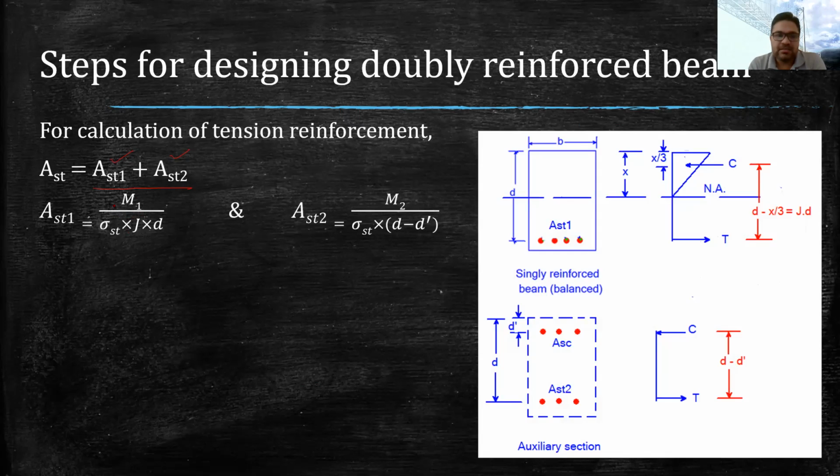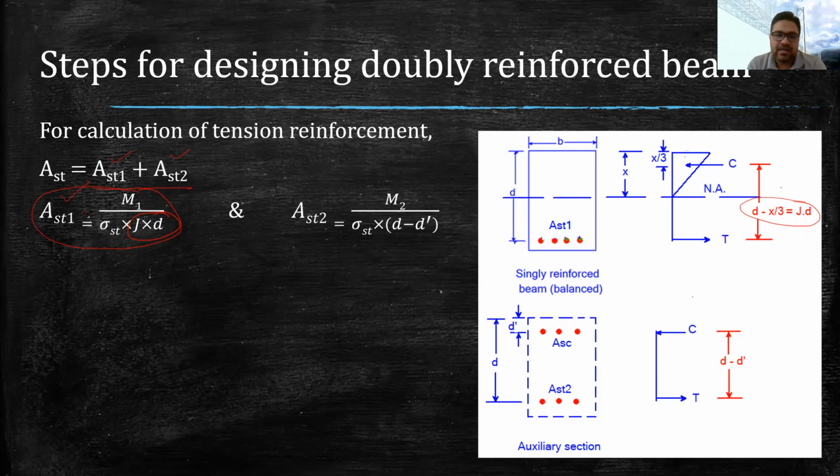As I discussed earlier in the previous slide, AST1 can be simply calculated as we calculate in the case of the singly reinforced beam. So this is M by sigma ST into J into D. This J into D is actually the lever arm, and in the diagram, you can see this one is the lever arm. If we multiply C into the lever arm or T into the lever arm, then we find the moment of resistance of the singly reinforced beam, and with that, we can find AST1.